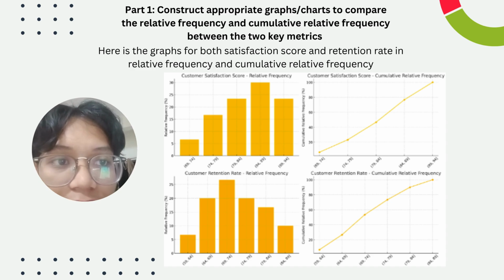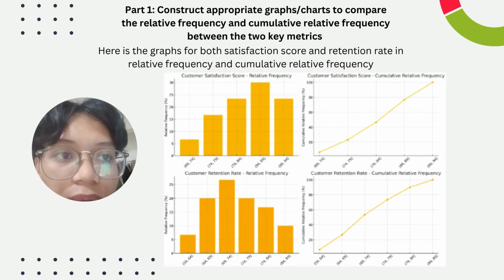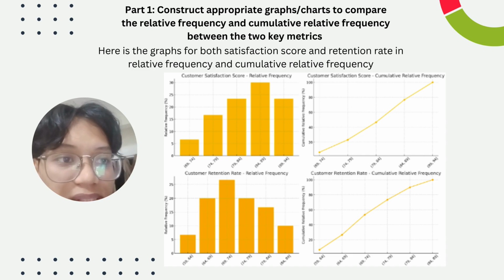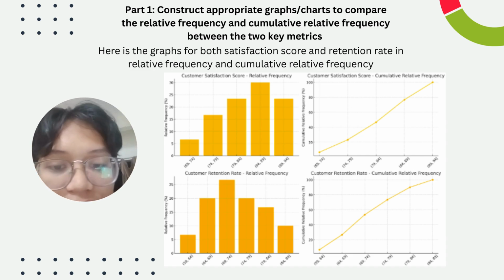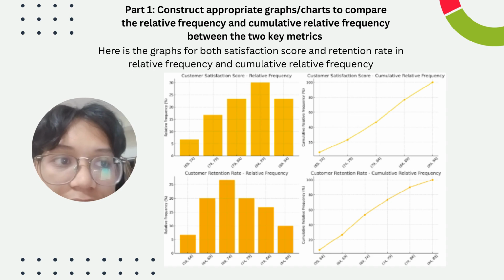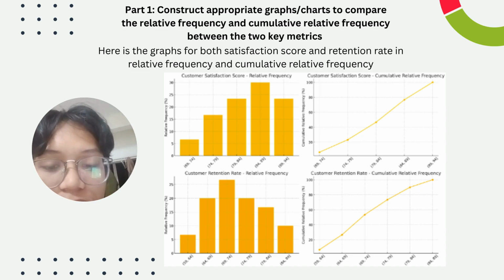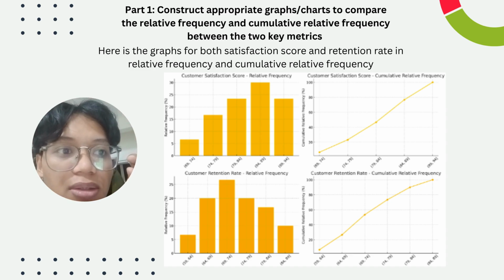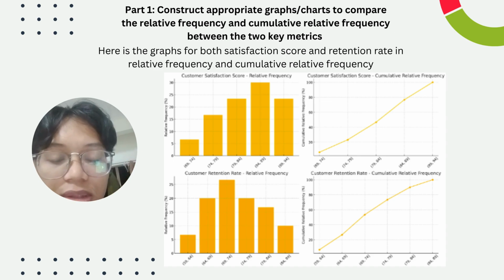And for the cumulative relative frequency, which is the line chart, we can see that for both satisfaction and retention is increasing steadily and more gradually, reaching over 80% cumulative frequency for satisfaction. And also for retention, it shows that it has wider variation among companies.